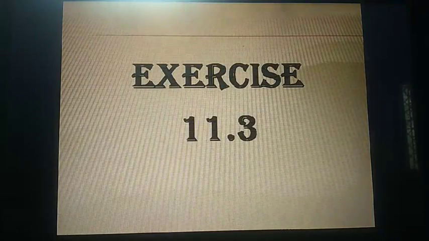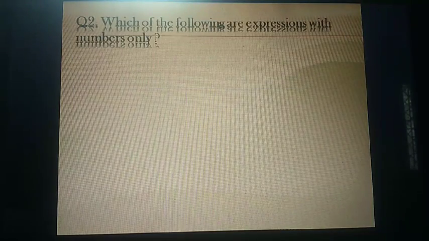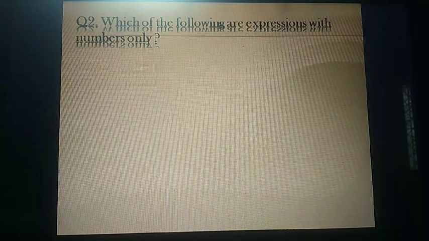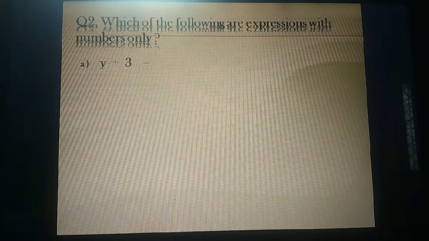Today we will start with exercise 11.3, question number 2. Which of the following are expressions with numbers only? So we will consider here the expression which has numbers only. It should not have any variable.